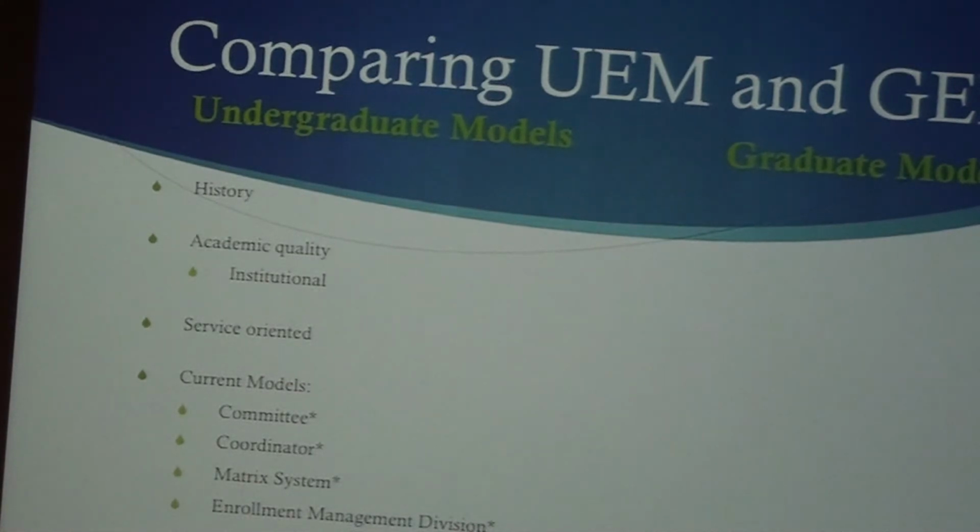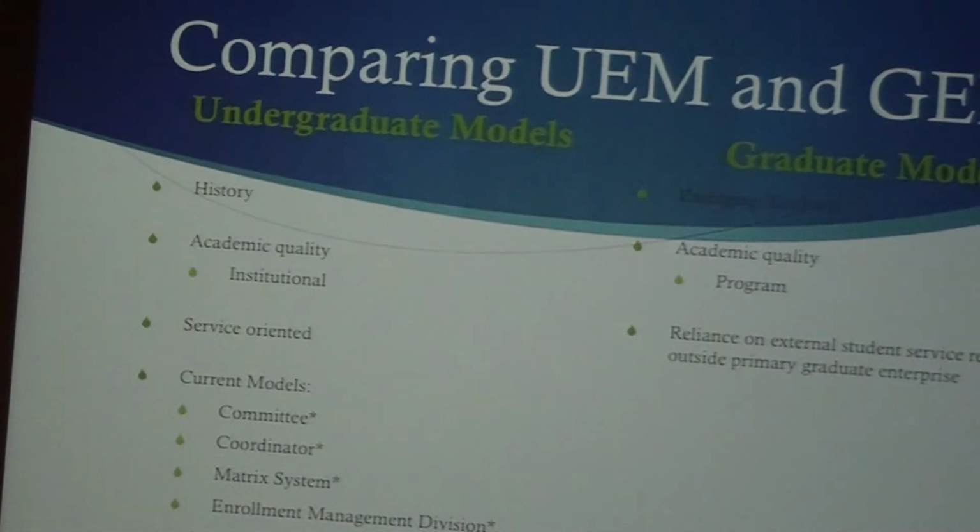Capitalizing on the uniqueness of the academic programs, you're seeing more and more of this. Our peers are going in this direction. At the graduate level, you're seeing an emergent and evolving model, and academic quality, as it has always been, has been based on the program level. There's a reliance on external student services resources outside the graduate enterprise. This is what we're currently dealing with.